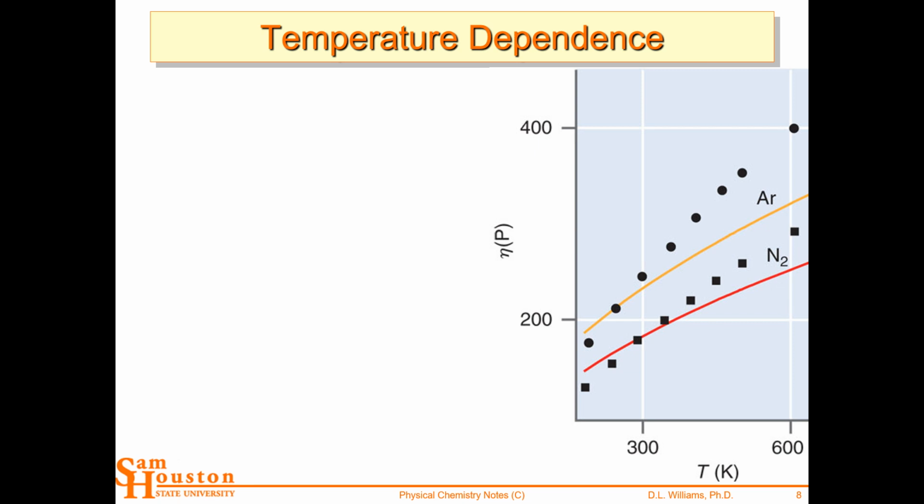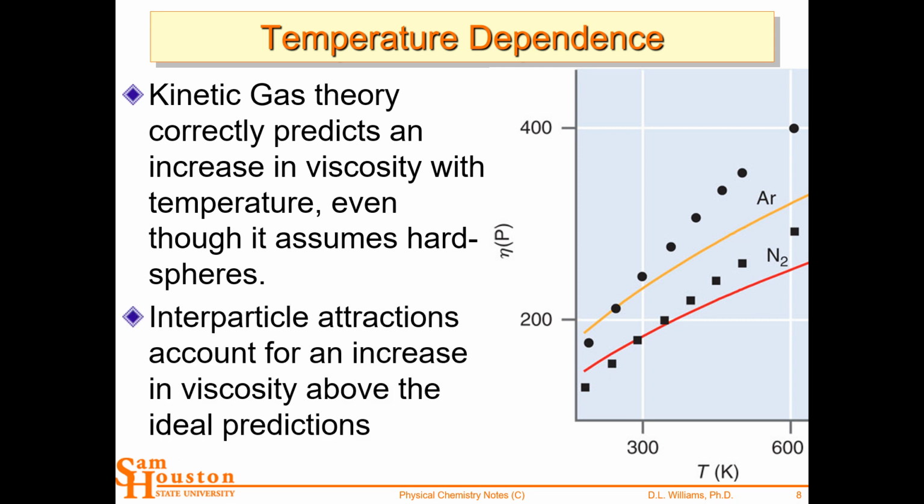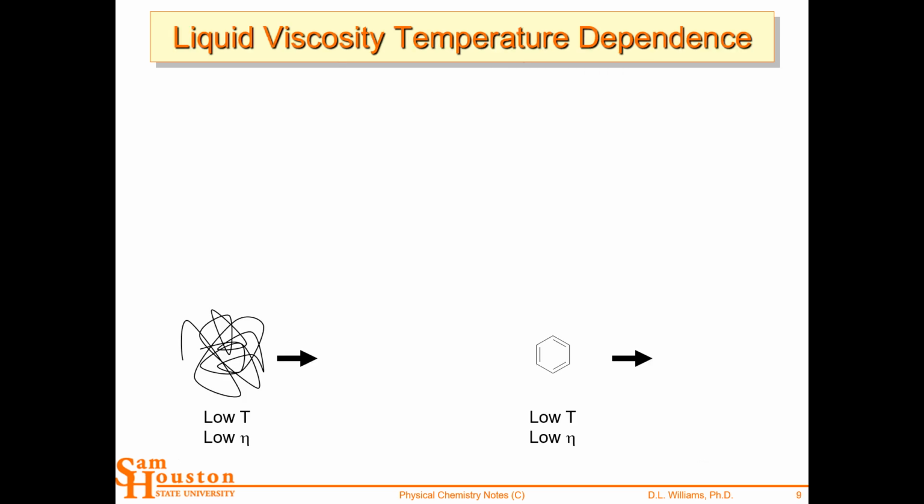Now, viscosity depends upon temperature. We can know this for the ideal gas. And that's kind of nice that the kinetic gas theory correctly predicts an increase in viscosity with temperature, but it gets really difficult really fast when you get out of the gas phase. So gas phase viscosity we can understand. Intermolecular attractions account for an increase in viscosity above the ideal predictions. And so the ideal gas will give you these lines, and then the actual data is higher than that because the gases do start to exhibit some attractive forces. But as far as liquid viscosity, there's no way to know.